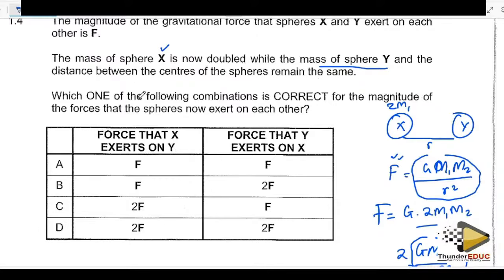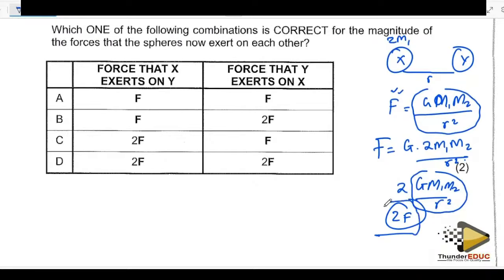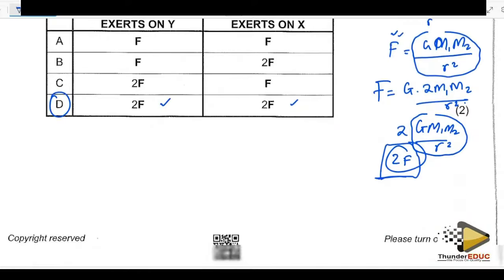So they're asking us which one of the following combinations is correct for the magnitude of the forces that the spheres exert on each other. Remember I said they have to be the same, but currently our force has to be twice the original F. So this and that, which is option D.